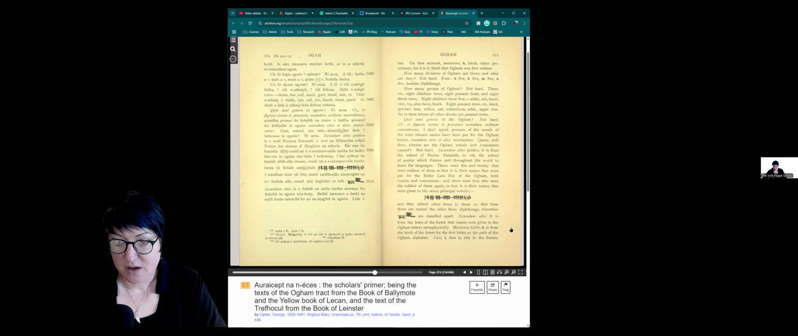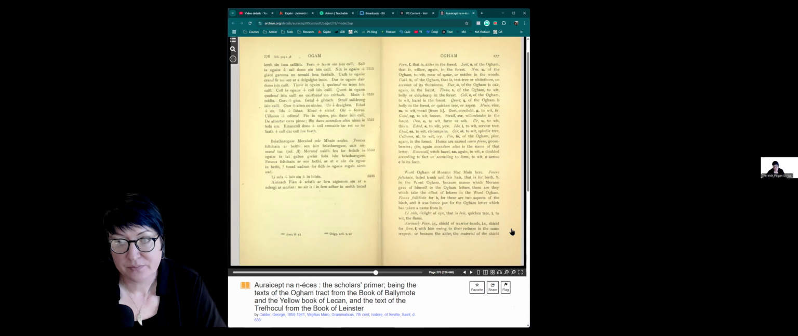It is from the trees of the forest that names were given to the letters metaphorically. Moreover, Beith, B, is from the birch of the forest for the first letter on the path of the Ogham alphabet. Luis or Lish, again, as we have figured out, is L, that is elm in the forests. Fern, F, that is alder in the forest. Sail, S of the Ogham, that is willow, again in the forest.